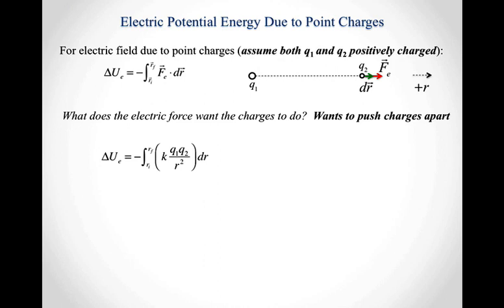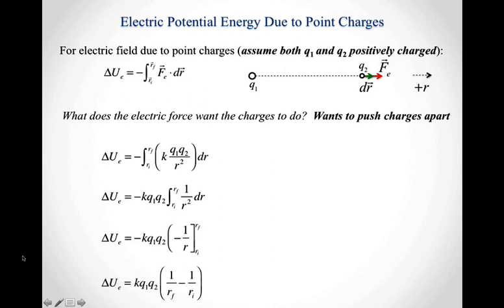Well, again, k, q1, and q2 are all constants, so I can pull those out of the integral, and I'm left with the integral of 1 over r squared. The antiderivative of that happens to be negative 1 over r. So a couple of things. One is that I notice I've got two negative signs here that are going to cancel out, one from my antiderivative, one from my definition for the change in the electric potential energy. And then I need to evaluate my integral from some initial to some final position.